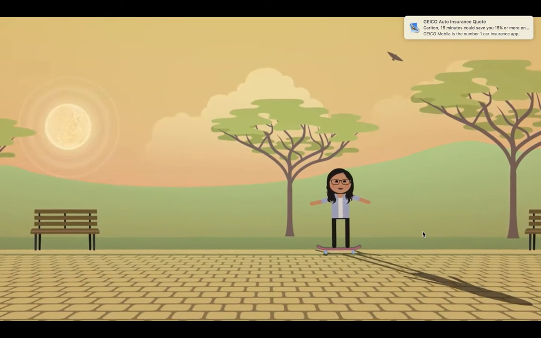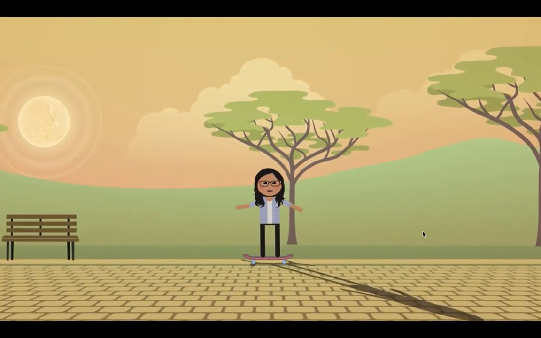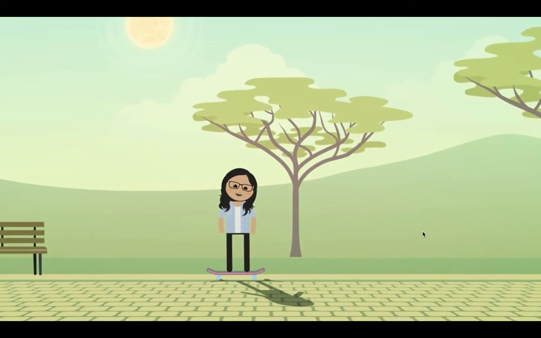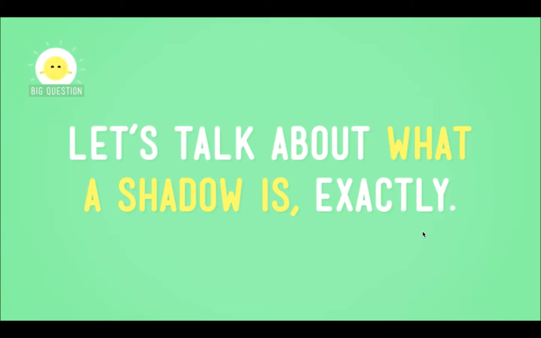Have you noticed, maybe on a nice summer evening when you're running around outside, that your shadow looks super long, but then at other times of the day, it's really short? What's up with that? Does your shadow have a mind of its own, like Peter Pan's? Nope. I mean, I hope not. That would be strange. To understand how shadows move over time, let's talk about what a shadow is exactly.